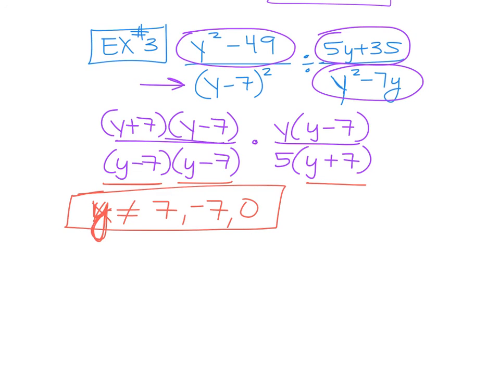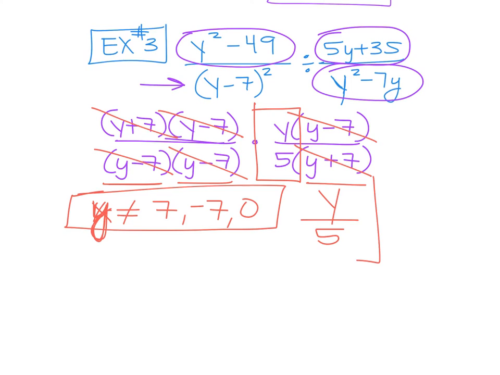And now you can start slashing. So y plus 7 with y plus 7, y minus 7 with y minus 7, y minus 7 with y minus 7. So all you're left with is y over 5 with these restrictions. Isn't that beautiful? Yeah? That's it. Very much like yesterday.